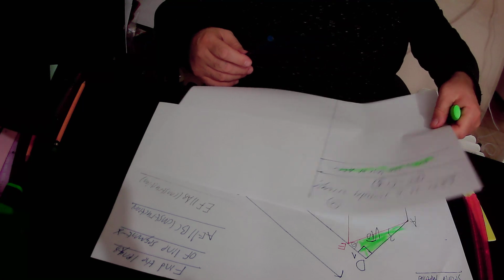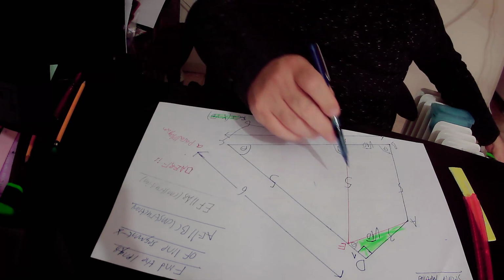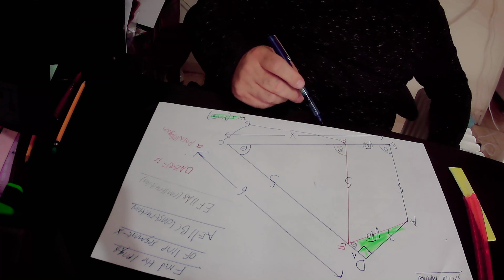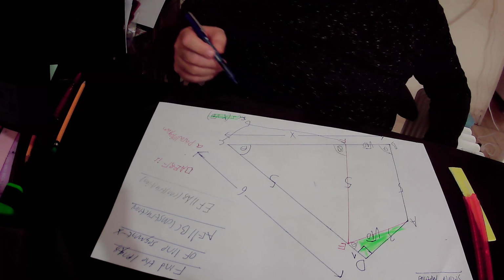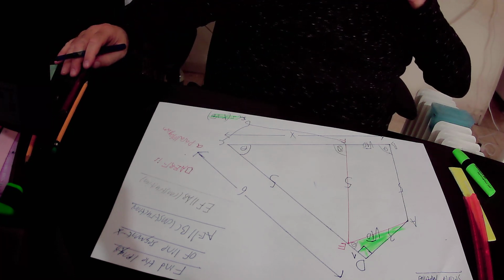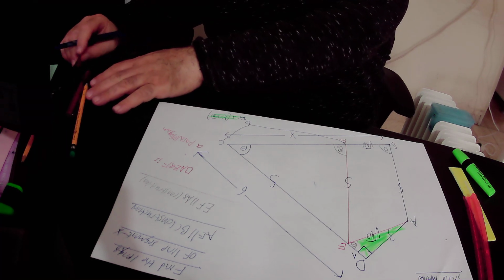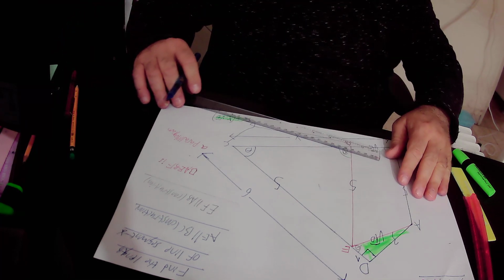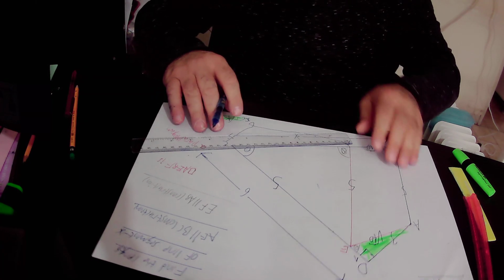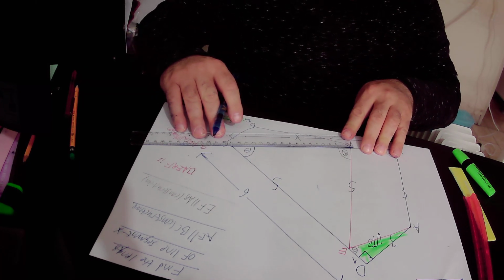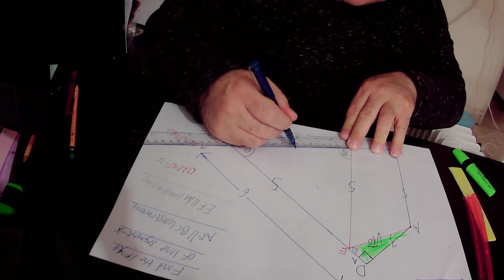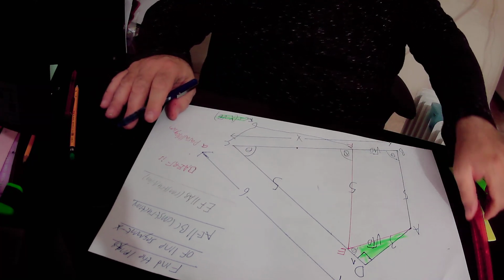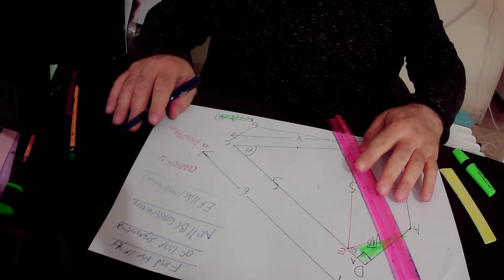In the next step, we will make a construction from point E, the vertex E of the isosceles triangle EFC. We will draw a perpendicular on the base FC. Okay. So from point E, we will draw a perpendicular on the base FC.